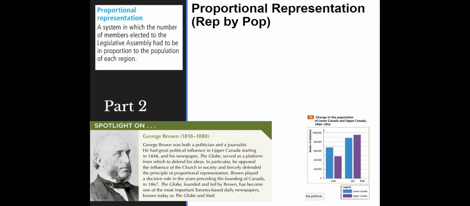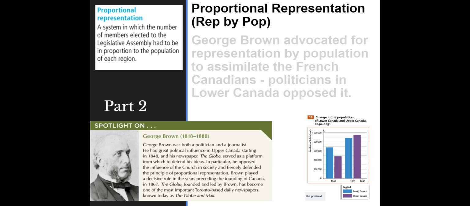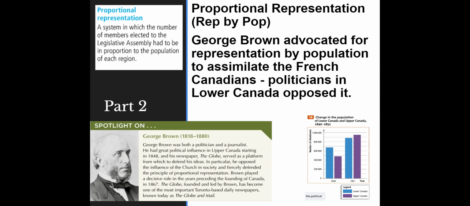There was a push by the leader of the Clear Grits Party, George Brown, towards proportional representation. This was very convenient for him at the time, considering that Upper Canada's population had now surpassed Lower Canada's. Therefore, George Brown advocated for representation by population, and this was to assimilate the French Canadians. And obviously, Lower Canada was opposed to this. Basically, it meant that if you had a greater population, you would be able to have more influence politically.